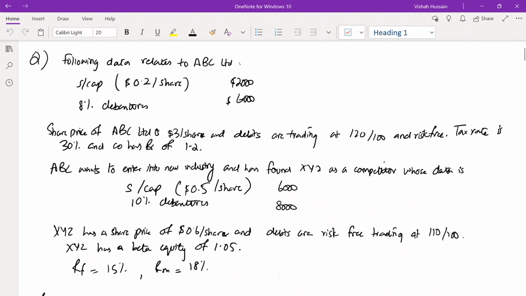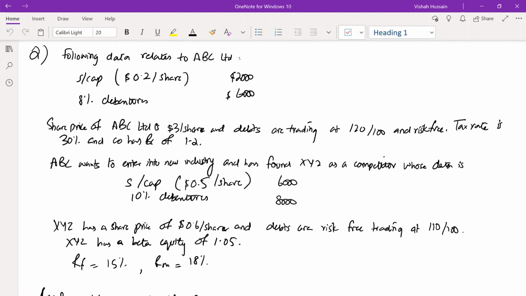Now, the question says following data relates to ABC Limited. Share capital is given to us $0.2 per share and 8% debentures are also mentioned. Share price of ABC Limited is $3 per share and debts are trading at 120 to 100 and are risk free. Tax rate is 30% and company has beta equity of 1.2.